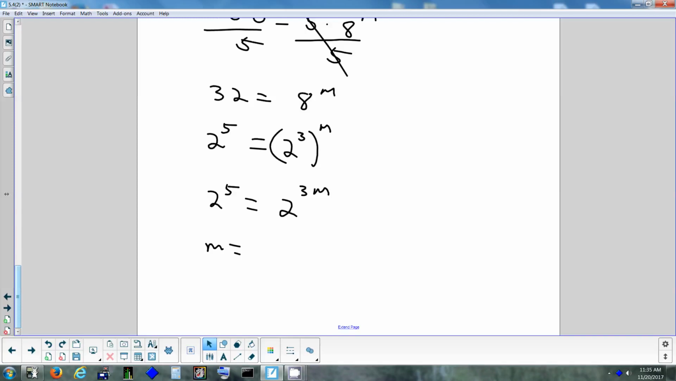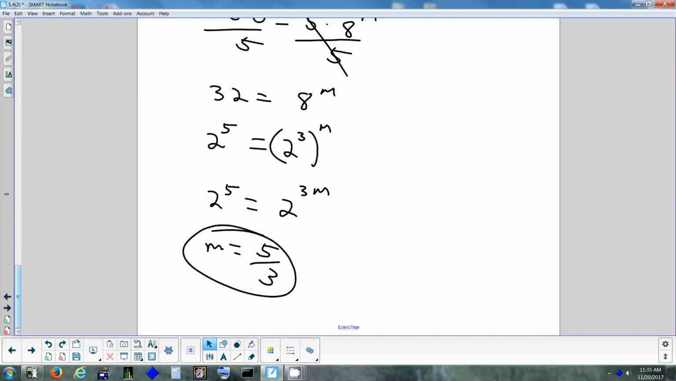And it's going to be a fraction. It won't be an integer. 5/3. 5 divided by 3 times 3 is 5. So there is your m.